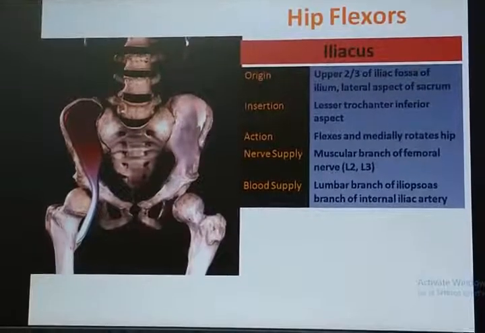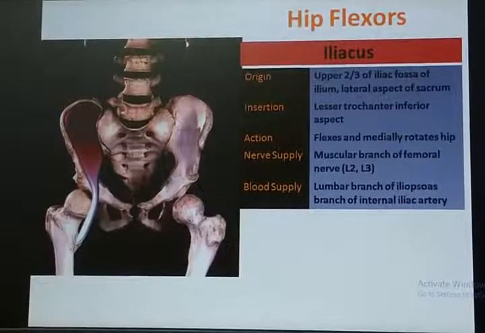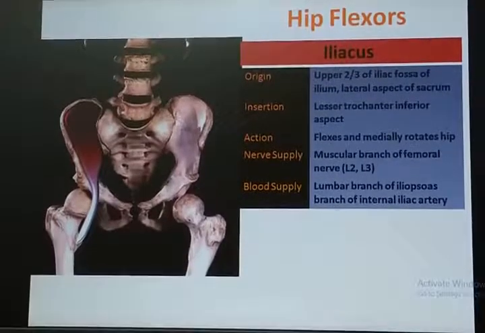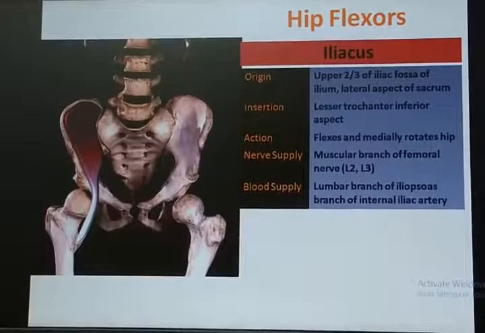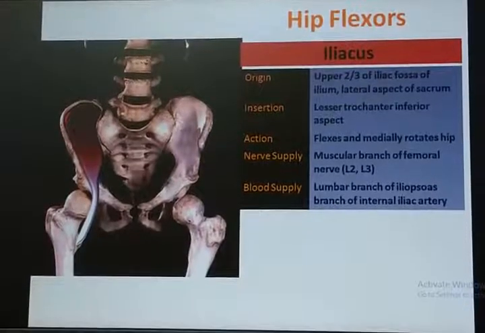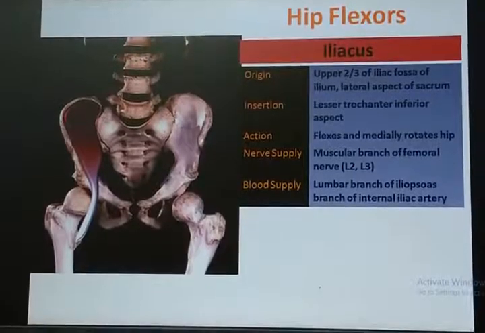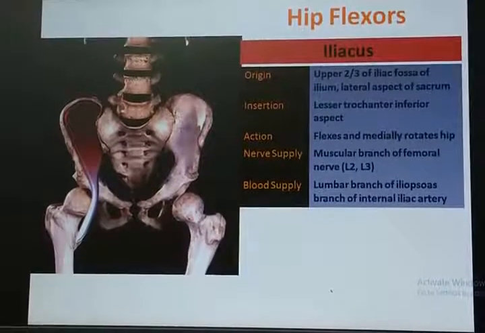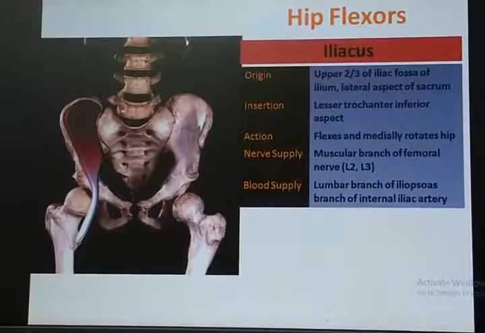The iliacus is also a hip flexor, originating from the upper two-thirds of the iliac fossa of the ilium and the lateral aspect of the sacrum, and inserting on the lesser trochanter, inferior aspect. It helps to flex and medially rotate the hip. It gets nerve supply from the muscular branches of the femoral nerve, and blood supply from the iliolumbar branch of the internal iliac artery.